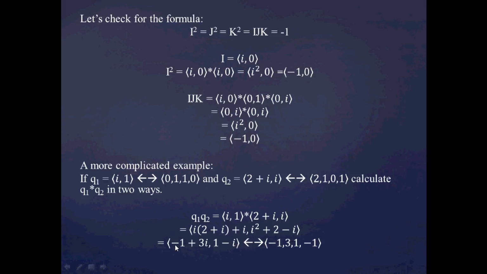And then you do a bit of simplification in the components, and writing them in a plus bi form, you get minus 1 plus 3i, 1 minus i, which in quadruple form is going to be (minus 1, 3, 1, minus 1). And I encourage you to check as an exercise, multiply these two quaternions, (0, 1, 1, 0) and (2, 1, 0, 1), and you should find that you get exactly the same thing.